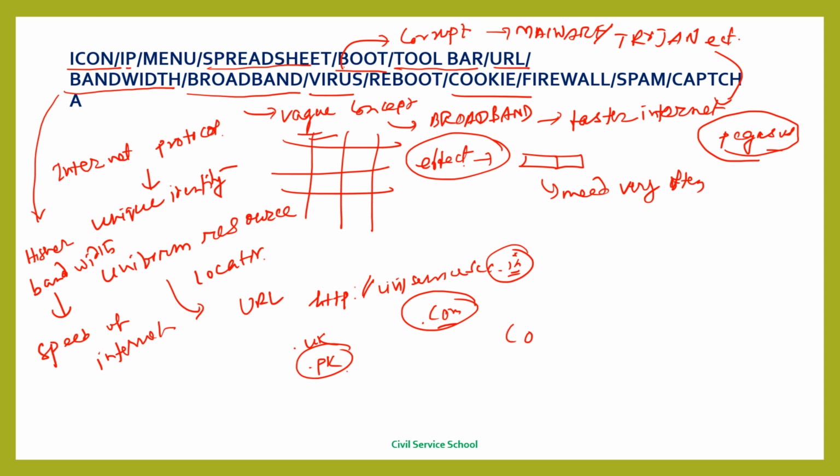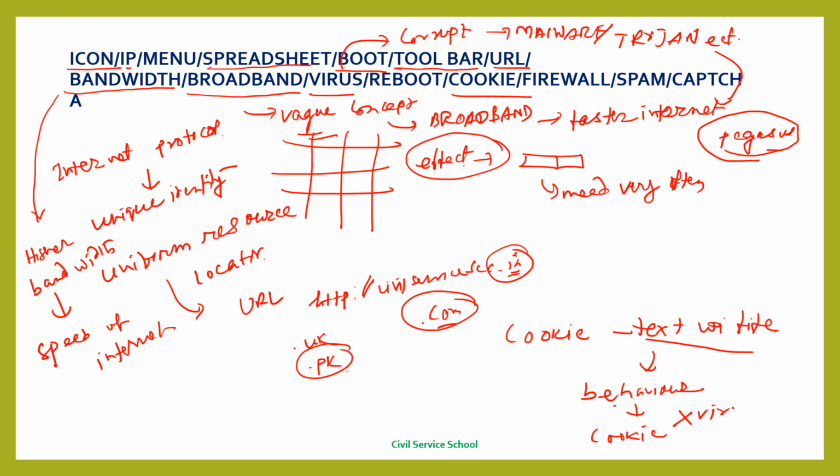Cookie means a text file which is sent by websites to your computer, and this text file is used to track your behavior, and Google or any search engine sends advertisements to you based on these cookie files. Normally cookies don't have viruses. Cookies are just text files, and they are used by search engines to track you.